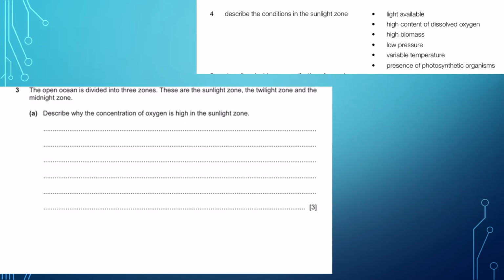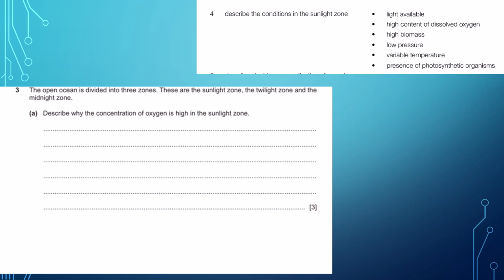So in question 3 here, they're asking us to look at the sunlight zone. And they ask us to describe why the concentration of oxygen is high in the sunlight zone. It's important to remember the different abiotic factors here in the sunlight zone. There's a high light intensity, which means that photosynthesis rates are high. Wave action also helps carbon dioxide from the atmosphere to dissolve into seawater, so there's plenty of carbon dioxide for photosynthesis. There is also mixing of the oxygen from the air into the water column.